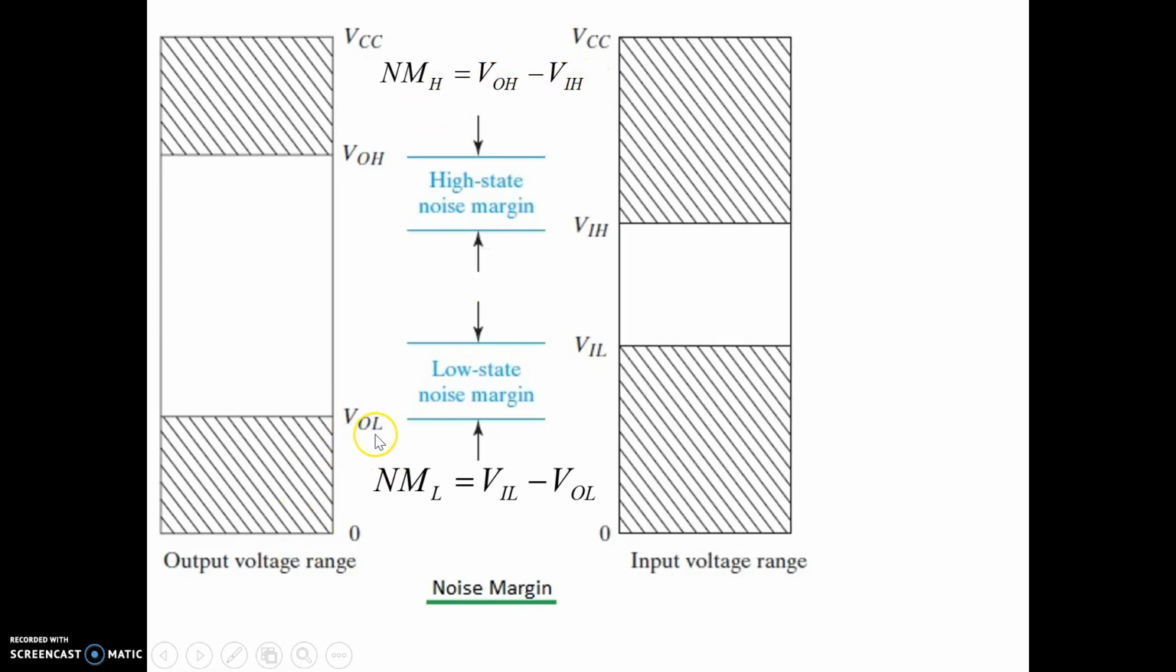If the noise margin is added and the voltage is greater than VIL, then it cannot be treated as a logic 0. So it will add noise.